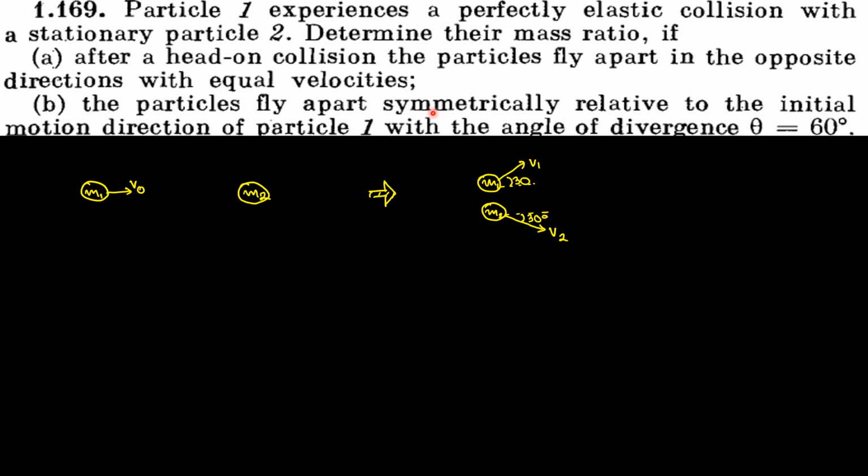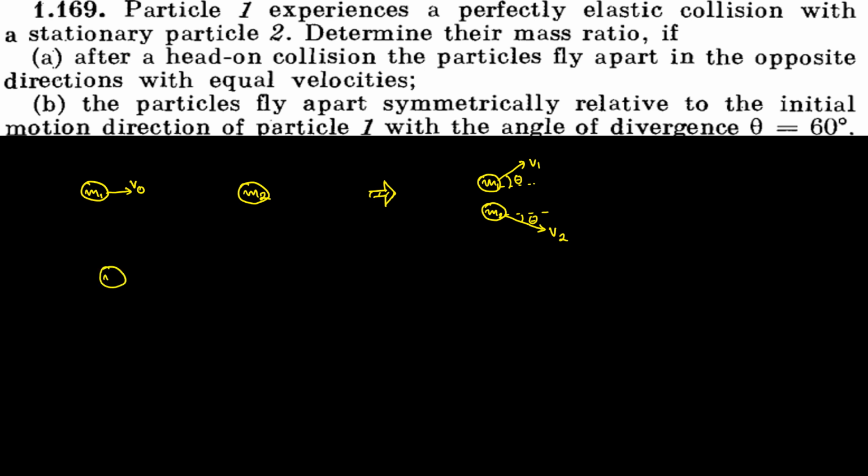Fair and fine. So instead of writing 30, I'll just make it theta. So in future if any other question comes with an angle other than 30, you can easily do it. So I was talking about the line of collision. Now, what is the line of collision, or how do we find it?